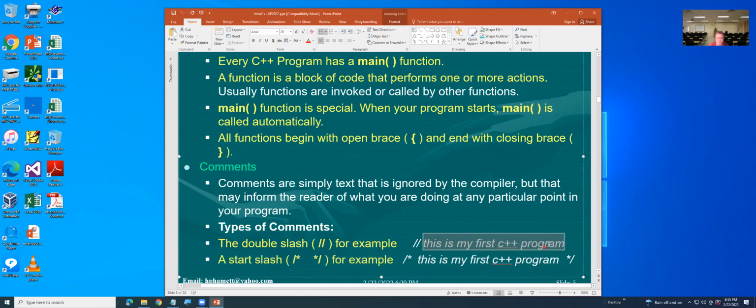The second way is using slash-star, and it has to end with star-slash. For example, you see slash-star right here: this is my first C++ program, and you have to end with star-slash. Now, there are two different types. What is the difference?